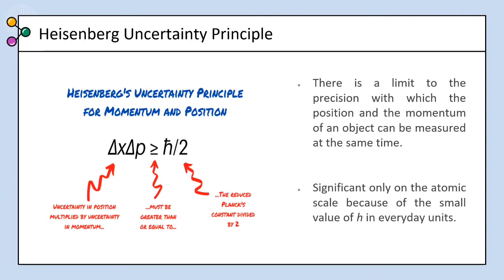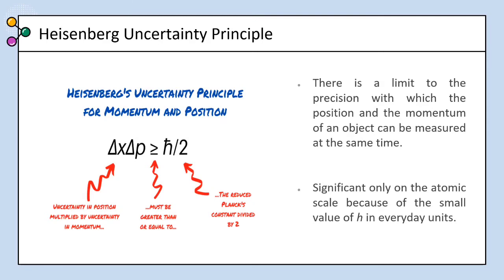The uncertainty principle is significant only on the atomic scale because of the small value of the Planck constant in everyday units. If the position of a microscopic object with a mass of, say, 1 gram is measured with a precision of 10 to the negative 6 meter, the uncertainty principle states that its velocity cannot be measured to better than 10 to the negative 25 meter per second. Such a limitation is hardly worrisome.